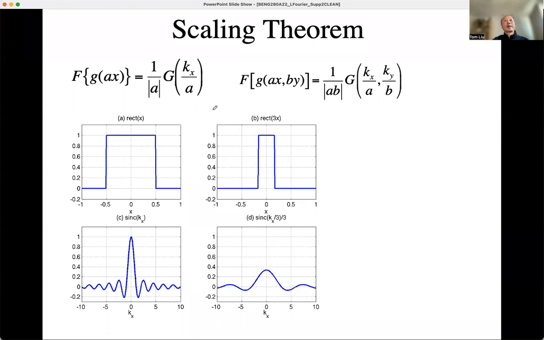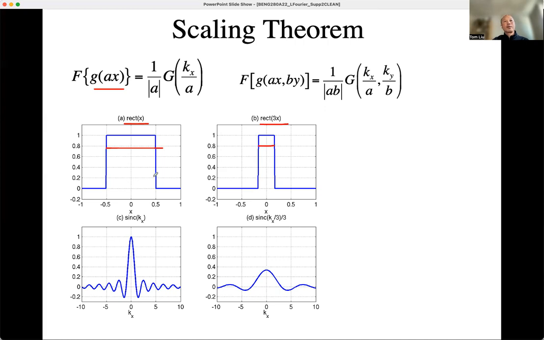One really important part that we'll use throughout the course is the scaling theorem. That says if I take a function g and I write it as g of ax, then its Fourier transform is 1 over a g of kx over a. So here's an important example of that. Here's rect of x, okay? And now this is rect of 3x, right? So I'm basically shrinking the function in the x direction. This has width of 1, and this would have width of 1/3, okay?